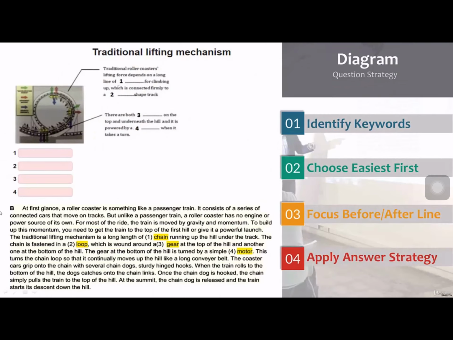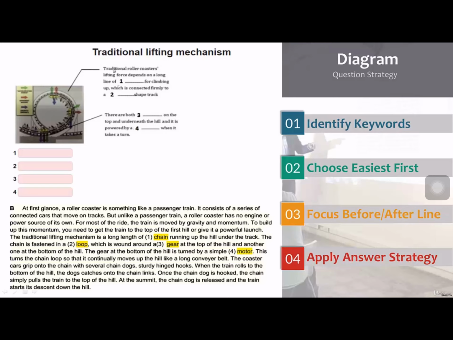All right, this one is a little bit more difficult to read. I'm sorry about that. I couldn't make it more clear. So I'm going to read it to you. Traditional roller coasters lifting force depends on a long line of blank for climbing up, which is connected firmly to a blank shaped track. There are both blank on the top and underneath the heel, and it is powered by a blank line when it takes a turn.